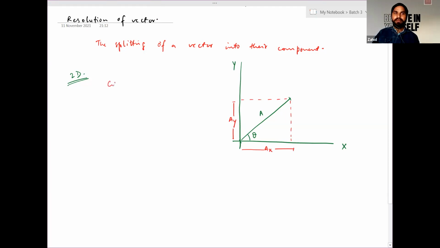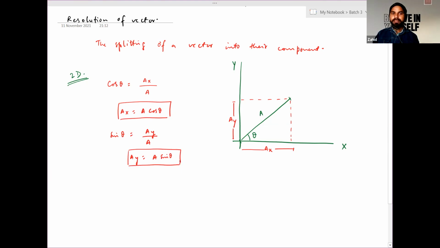So in this triangle, if you take cos theta, it will be base divided by hypotenuse. So ax will be equal to A times cos theta. Similarly, if you take sine theta, it will be perpendicular over hypotenuse. So it will be ay divided by A. So ay will be A times sine theta.